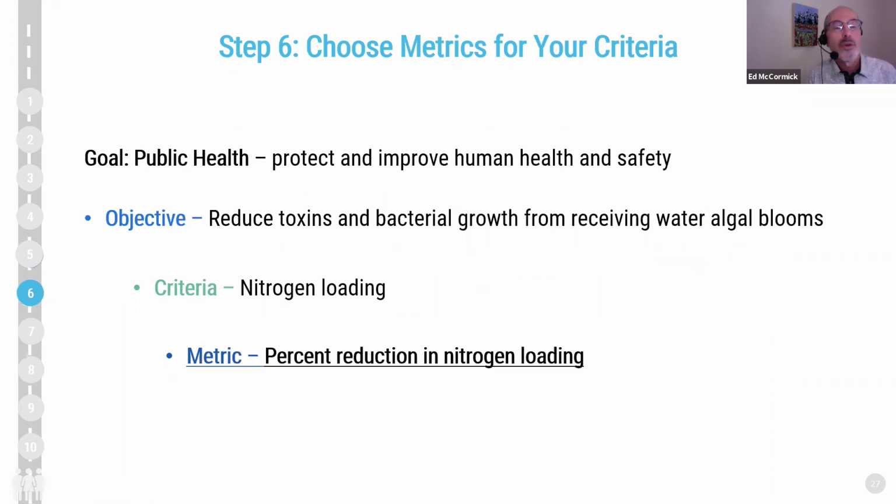So we're going to just drill down from that public health, from goal to objective and criteria that we've mentioned previously. And the metric selected for this is a percent reduction in nitrogen loading. Okay. So next, we're going to be creating, in step 7, the performance ranges in order to do the analysis for each objective and for each alternative.